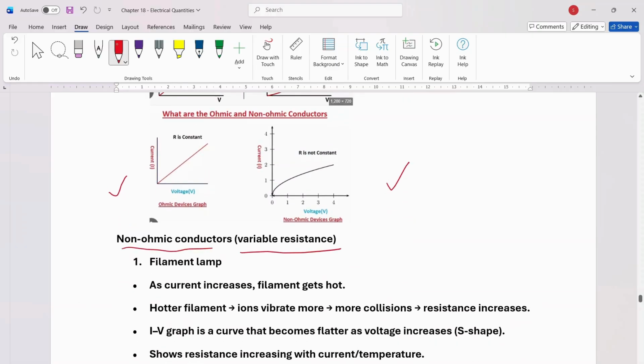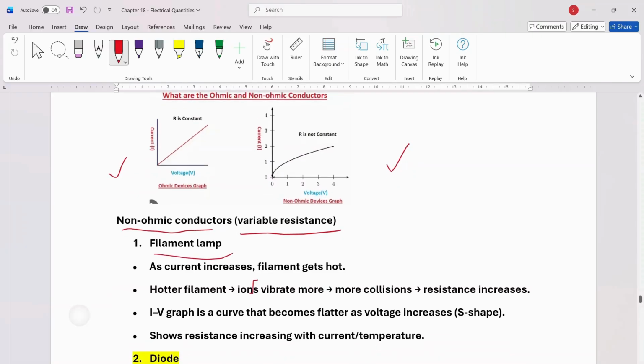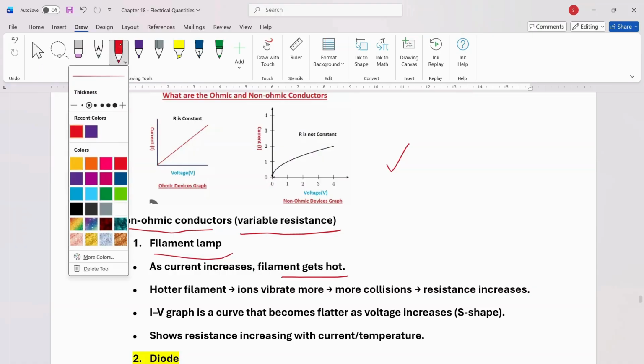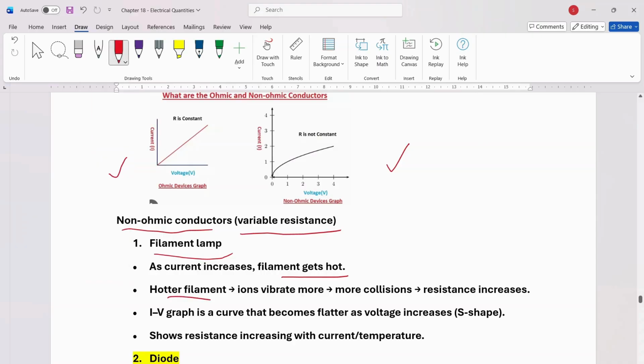Non-ohmic conductors have variable resistance. For example, a filament lamp: as current increases, the filament gets hot. With a hotter filament, ions vibrate more, collisions increase and resistance increases. The graph is a curve that becomes flatter as voltage increases, which shows resistance increasing with current and temperature.